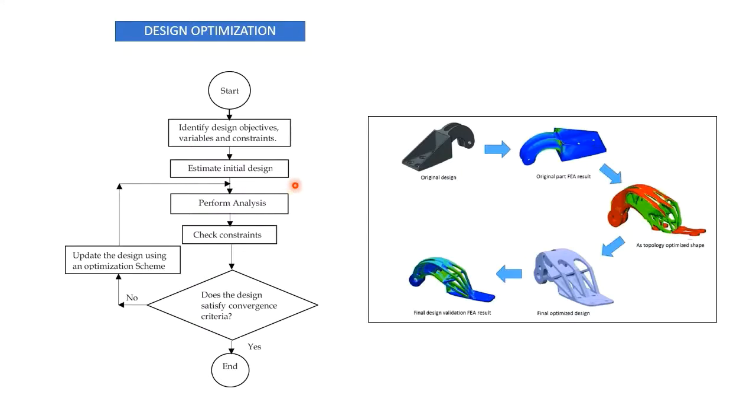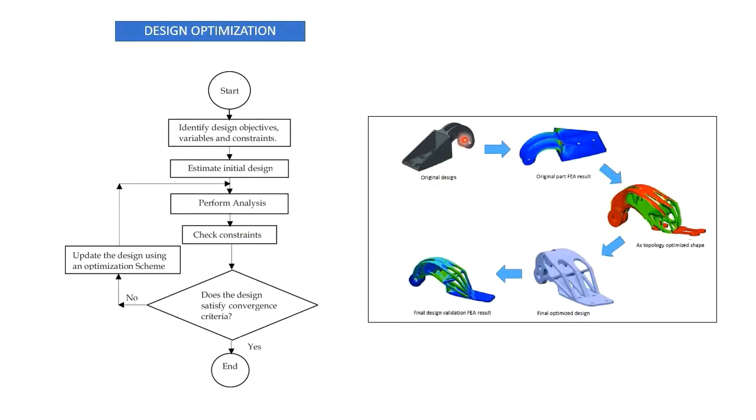So first we design the initial thing, we perform the analysis, then we check the constraints. If the design satisfies our constraints, we end, or else we update the design using the optimization scheme. We change the variables and other things, and the loop continues until we get satisfactory results.